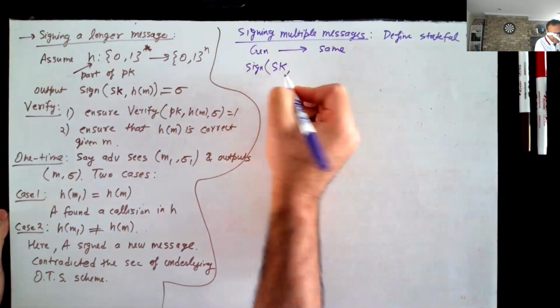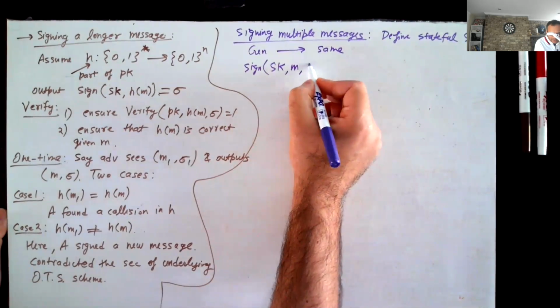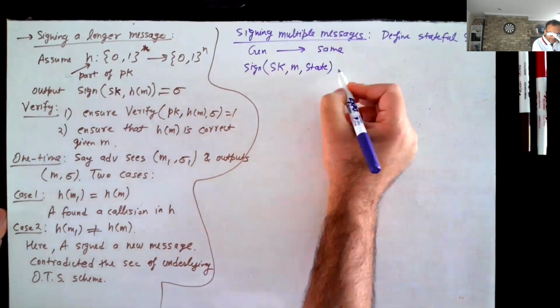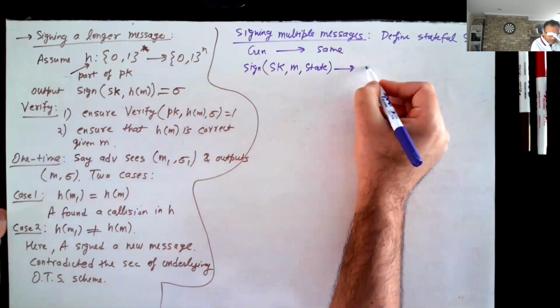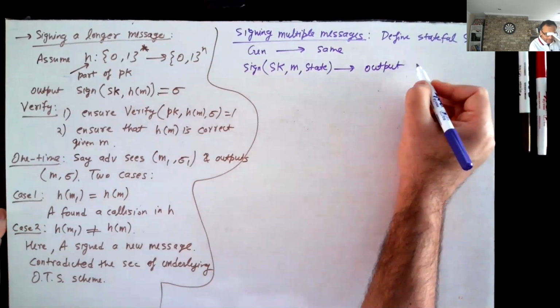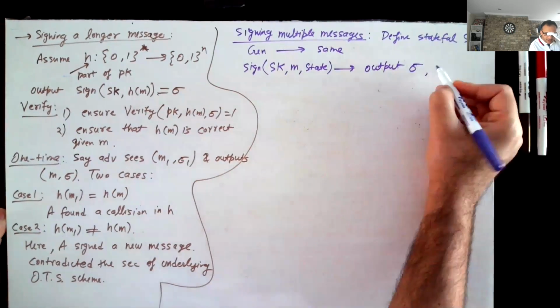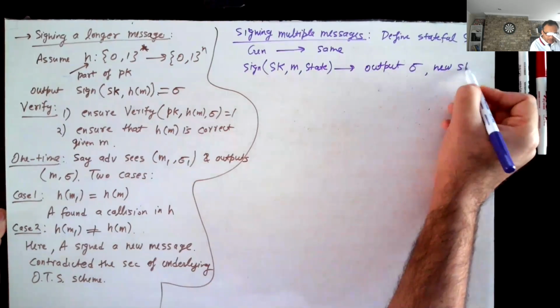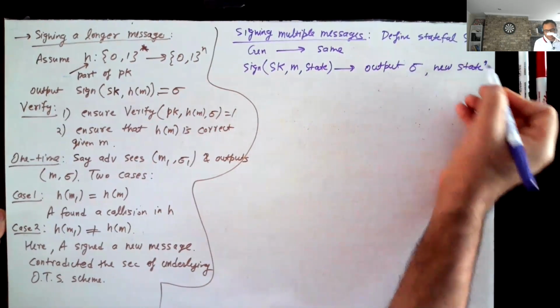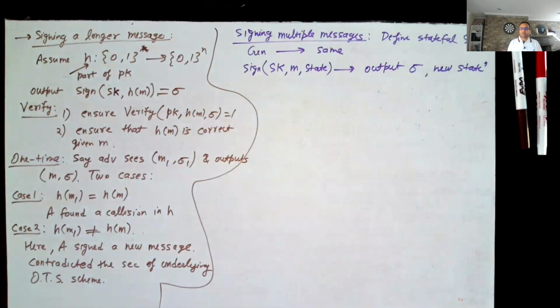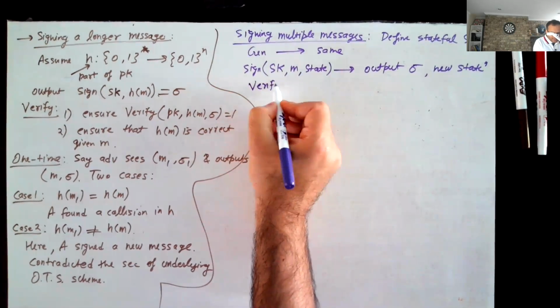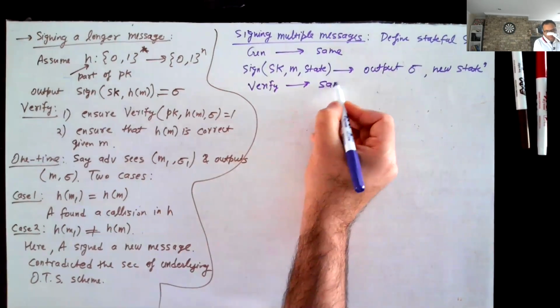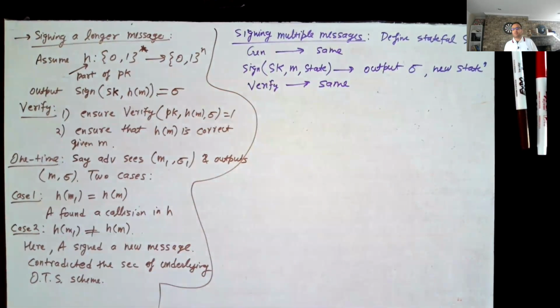the secret key, the message, and some state. And then outputs sigma and a new state. Let's call this new state, state prime. And next time when you sign, you want to operate on state prime. And the verify algorithm is the same as before. We cannot really make the verify algorithm stateful because there are many different verifiers.